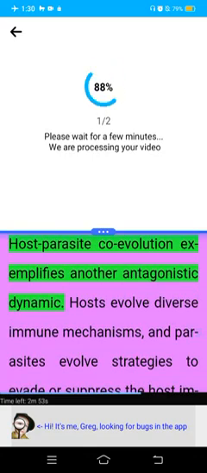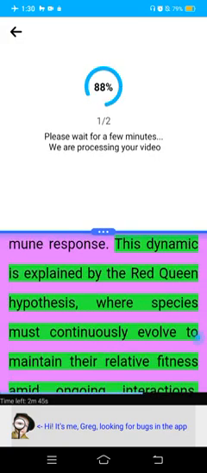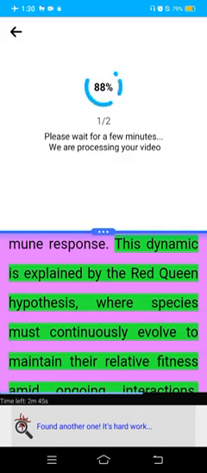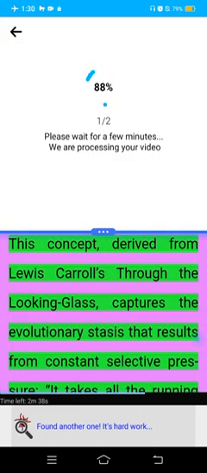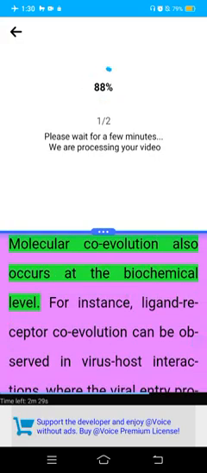Host-parasite coevolution exemplifies another antagonistic dynamic. Hosts evolve diverse immune mechanisms, and parasites evolve strategies to evade or suppress the host immune response. This dynamic is explained by the Red Queen hypothesis, where species must continuously evolve to maintain their relative fitness amid ongoing interactions. This concept, derived from Lewis Carroll's Through the Looking-Glass, captures the evolutionary stasis that results from constant selective pressure. It takes all the running you can do to stay in the same place. Molecular coevolution also occurs at the biochemical level.